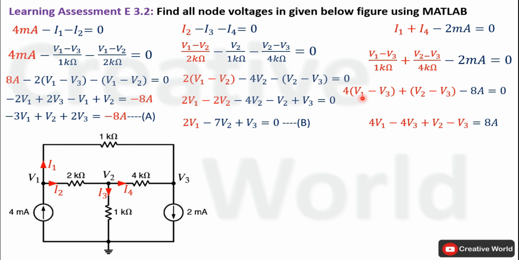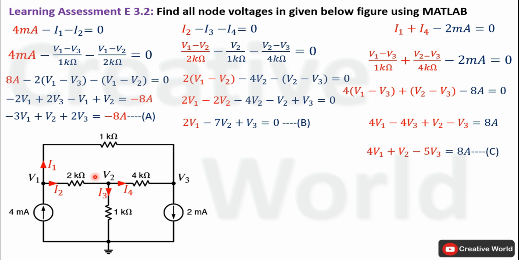4 will multiply with V1, it will become 4V1, and 4 will multiply with minus V3, it will become minus 4V3. And these will become V2 minus V3. Add minus V3 and minus 4V3, it will become minus 5V3, and arrange this equation. The equation will become 4V1 plus V2 minus 5V3 equal to 8 ampere, and this one is the third node equation of this network.